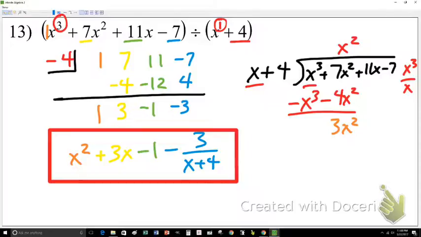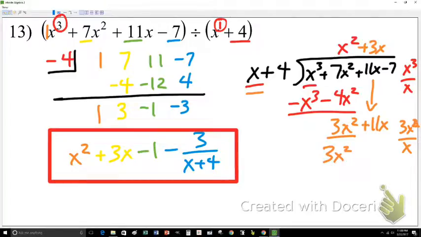And then I'll repeat the process by bringing down the next term and starting all over again, though this time with this term. So we take the 3x squared divided by x. I'm taking the 3x squared, my leading term down there, divided by the leading term of the binomial x, and what I get there is plus 3x. Okay. And then I'm going to multiply that 3x through the binomial here. So we have 3x times x, which is 3x squared. 3x times 4, which is plus 12x.